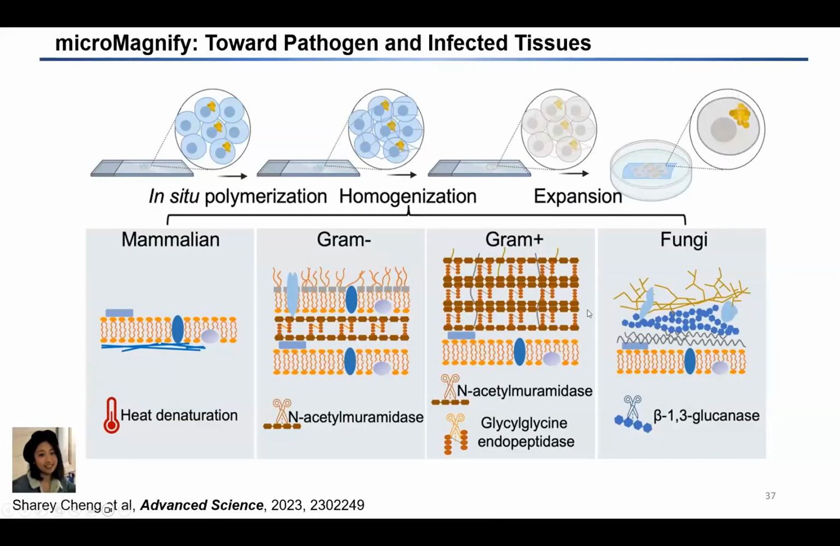I mentioned the eye infection. In that case, we actually developed a variant called MicroMagnify that combines the Magnify process with a cocktail of enzymes that digests away the cell walls of the pathogens. This approach is broadly applicable to different kinds of pathogens, including gram-negative and gram-positive bacteria, as well as fungus.